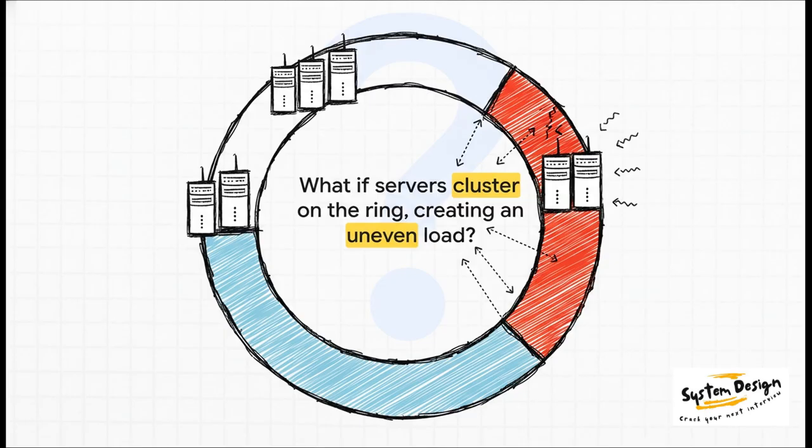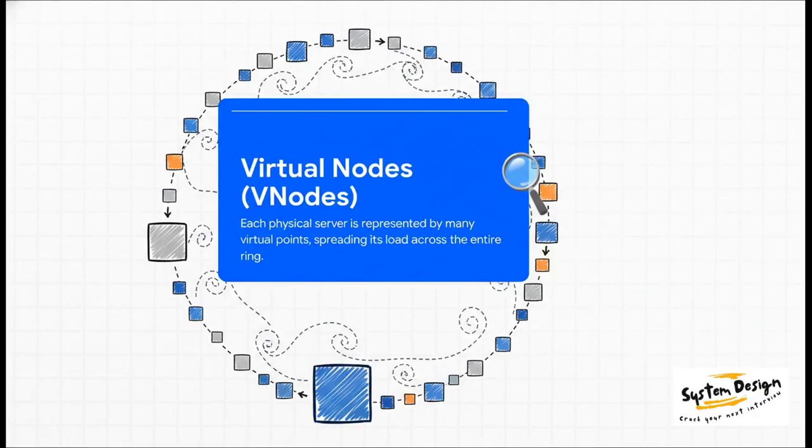Well, what if you just get unlucky with your hashing? You could end up with all your servers clumped together on one side of the ring, and now you've got one server responsible for a huge arc of the circle, while another one is barely doing any work. That creates a hotspot, and that server is going to get totally overwhelmed. The solution is, well, it's really clever.